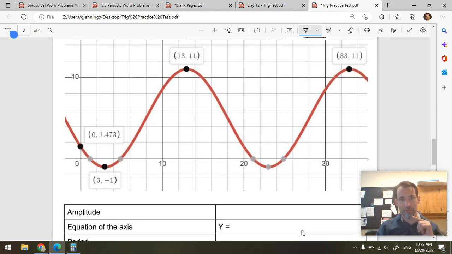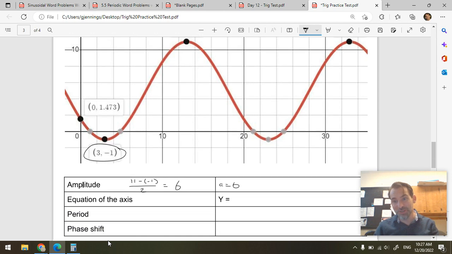So if I know that the maximum is 11 and the minimum is -1, I find the amplitude by doing half of the difference between those two things. So I take 11 and I subtract -1 and I divide it by 2, and that will give me 6. It's the same as the function on the previous one. So I know that a equals 6, because 11 minus -1 is 12, divided by 2 is 6.